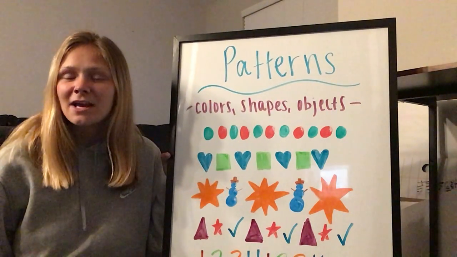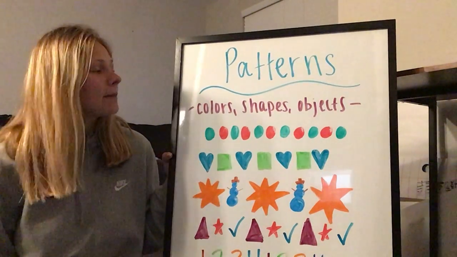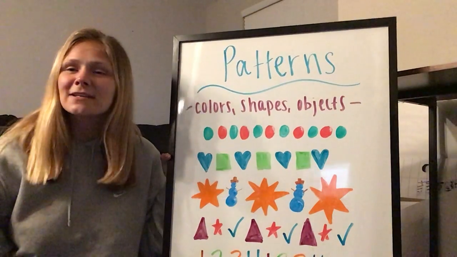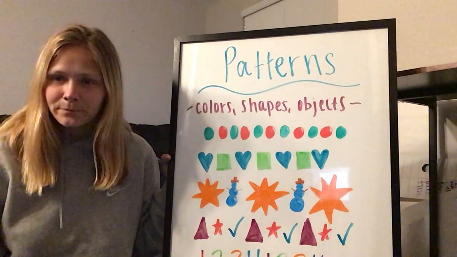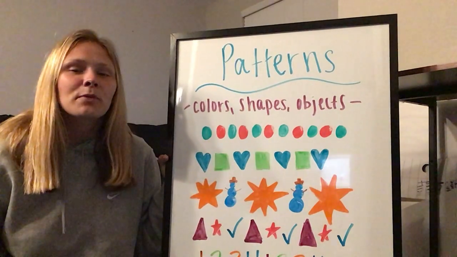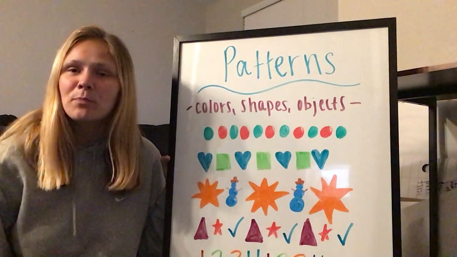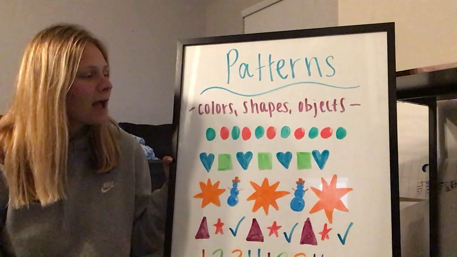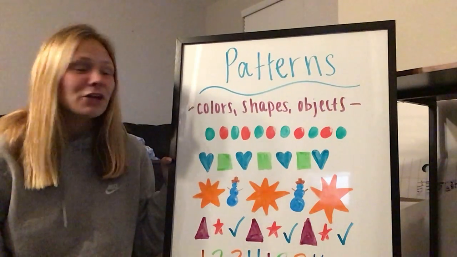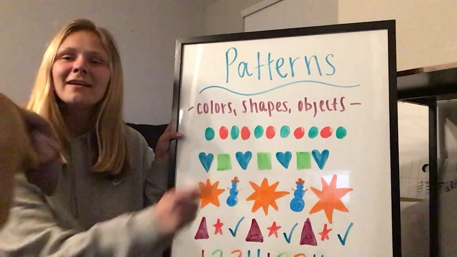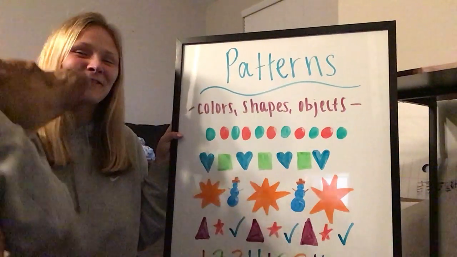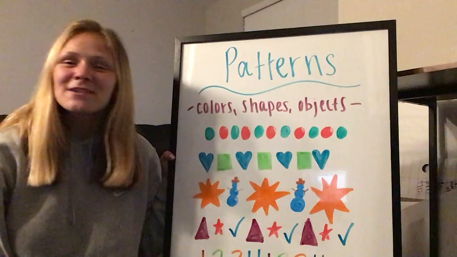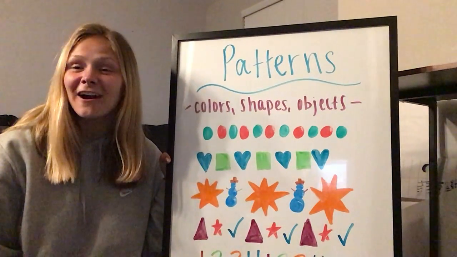So patterns. When we talk about patterns, we talk about colors, shapes, objects, numbers that are put into a certain order. So it's gonna get pretty easy as I start talking about it, but let's just look at our first pattern. I used colors. You can see that our first pattern, I used all circles, but I used different colors.